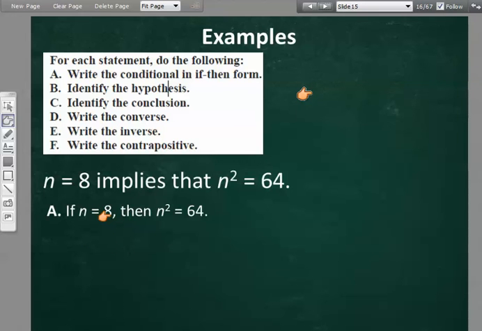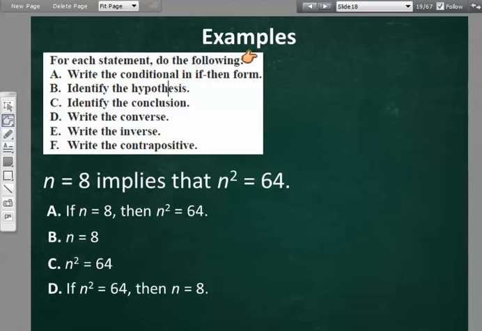B says identify the hypothesis. And remember, your hypothesis always follows the word if. So n equals 8 is going to be your hypothesis. Part C says identify the conclusion. And remember, your conclusion follows the word then. So n squared equals 64 is going to be your conclusion.